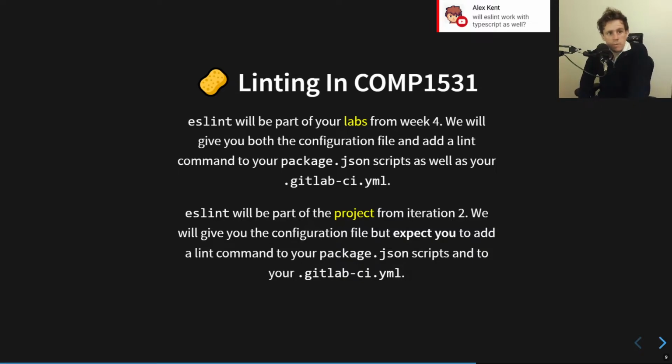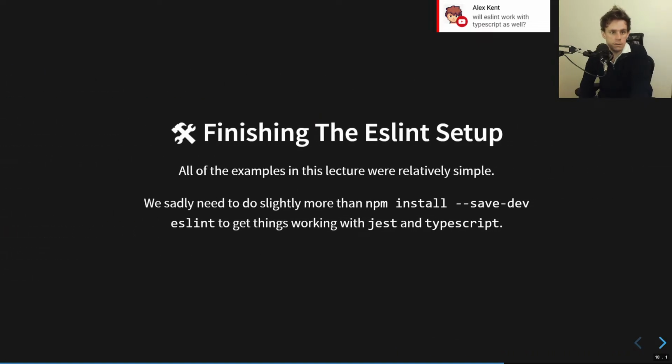So ESLint will be part of your labs from week 4. We will give you the configuration files and add lint to your package.json. We will do everything for you. It's from your labs next week. ESLint will be part of your project in iteration 2 onwards, which is week 5. So you'll see it appear with the configurations, and everything will be done for you in week 5. So again, you don't need to stress. We do it all for you. We give you the commands. We're very helpful and hand-holdy with this. You don't need to worry about it just yet.